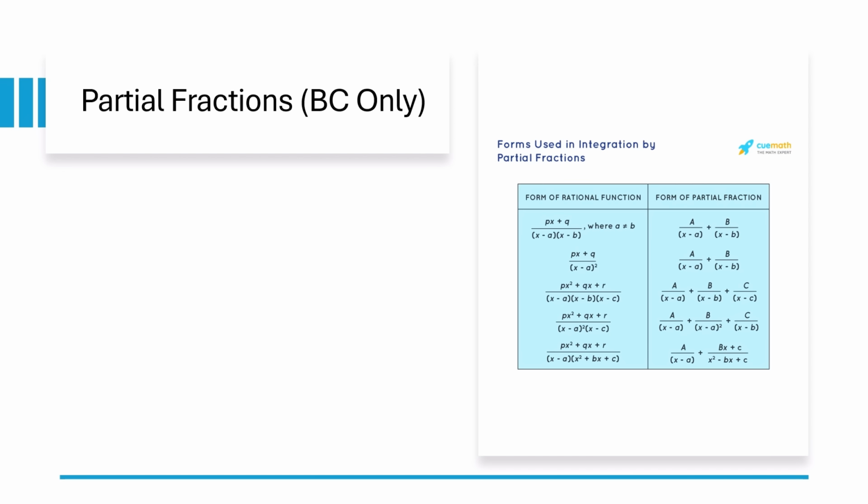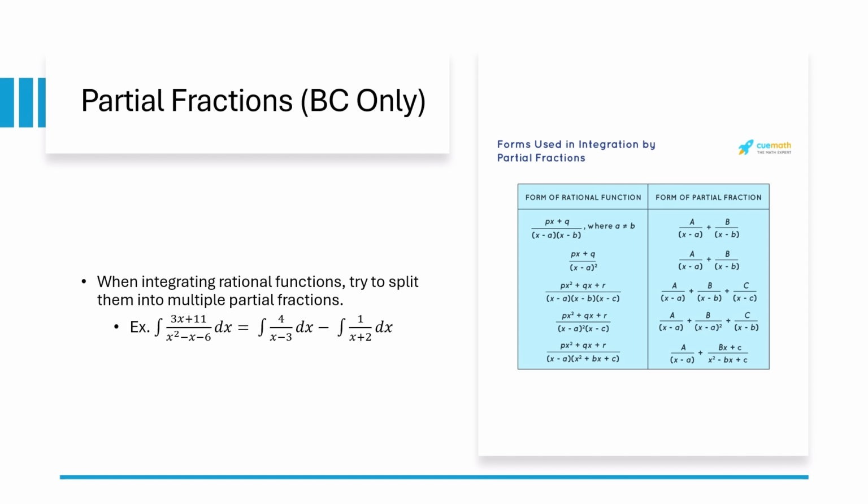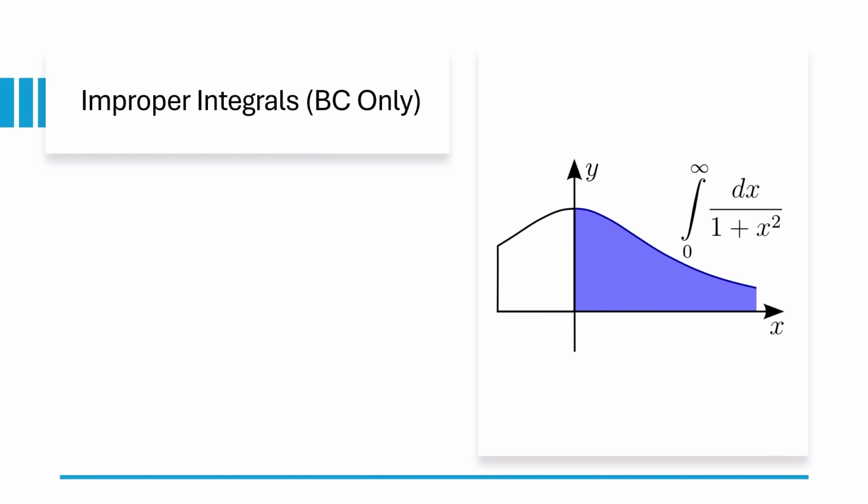Another trick for solving indefinite integrals is partial fractions. Say you have to integrate a rational function where the denominator is a higher magnitude than the numerator. You can split the rational function into two fractions. For example, we have 3x plus 11 over x squared minus x minus 6 gets split into 4 over x minus 3 and 1 over x plus 2. And then you can easily integrate both these functions because they turn into ln functions.